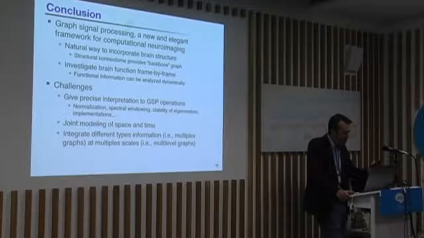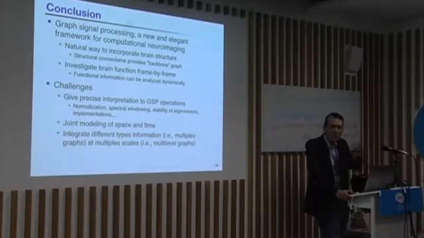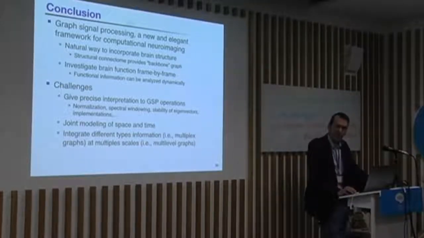Okay, so it could allow you to have joint modeling of space and time, and then of course future extensions could go to multi-graphs. Maybe if you have layered fMRI, to try to take this into account in the modeling as well, etc.